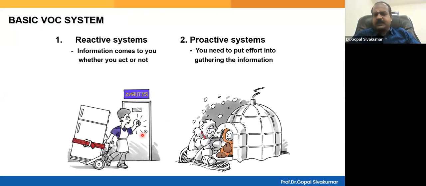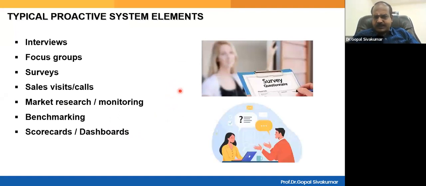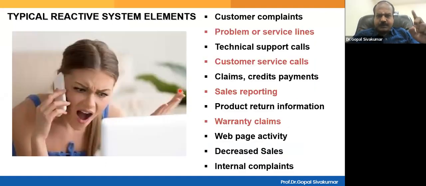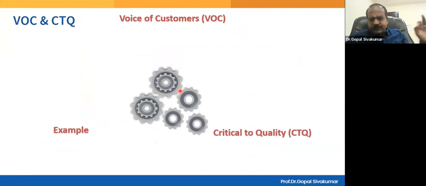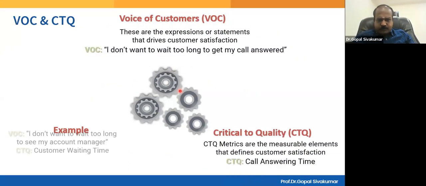These are some definitions. VOC can be collected proactively or reactively. Some proactive sources I have listed here: survey, sales visit, market research, business dashboard. All these things are proactive elements. But a reactive element means customer complaint. You take efforts to understand the problem only after someone raises a complaint. Service ticket, customer complaint ticket number, warranty claim, internal complaints, and all these things are reactive. Now coming to CTQ. Let me come back to this a little later.